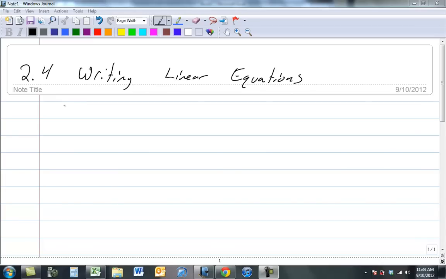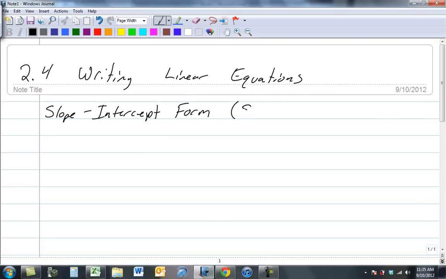2.4 is all about writing linear equations, or writing the equations of lines. Now, to write an equation of a line, there's three forms that we can use. The first one is the one that everybody knows and loves, slope-intercept form. We talked a lot about that the past couple of days. I refer to it as SIF, as I mentioned in the past. Slope-intercept form is y equals mx plus b.